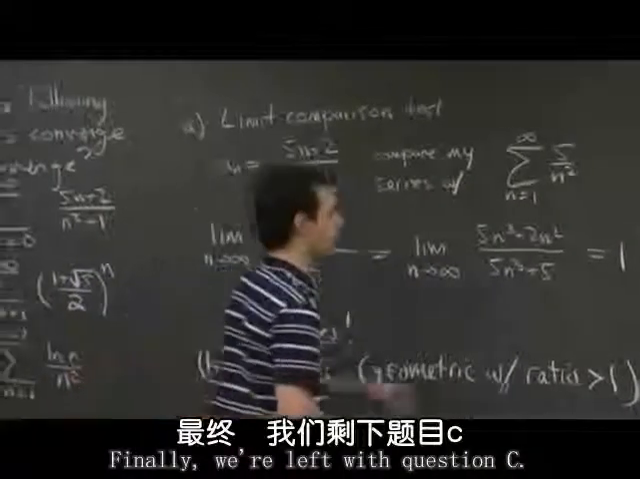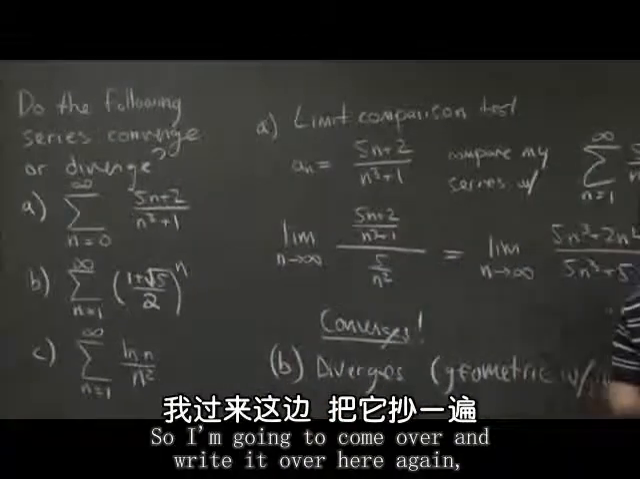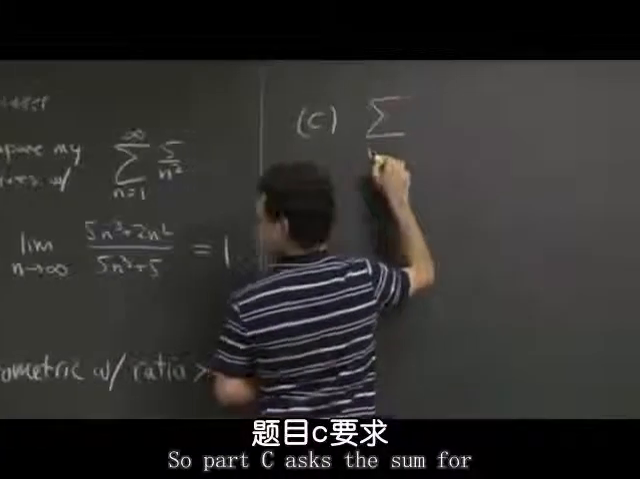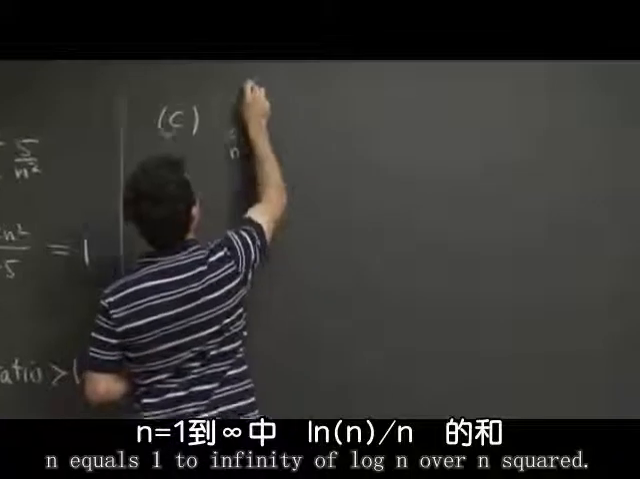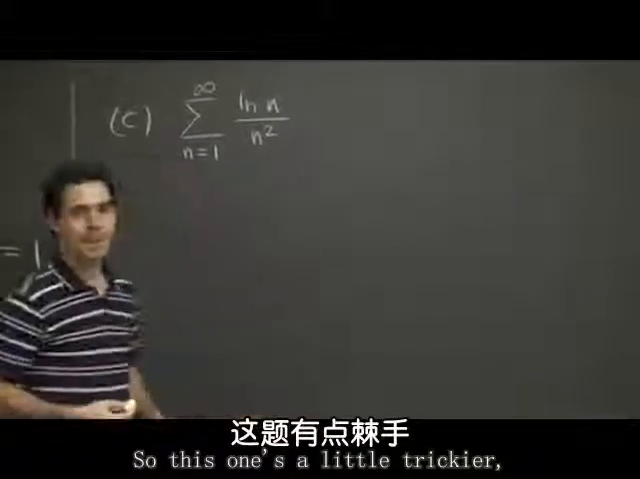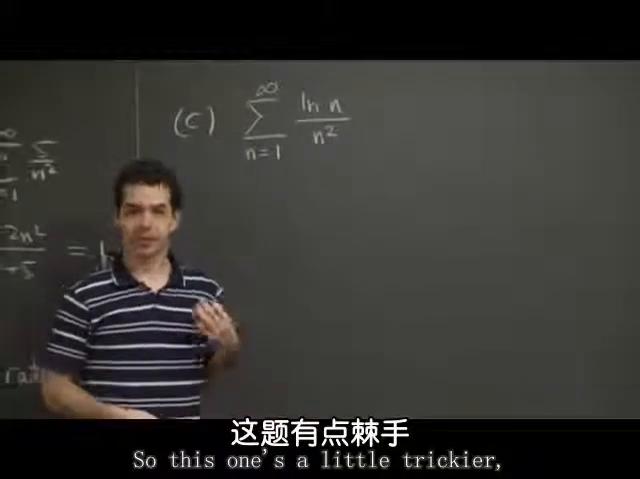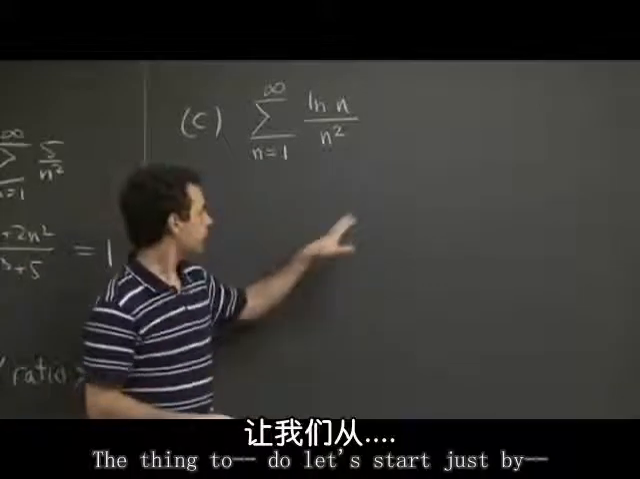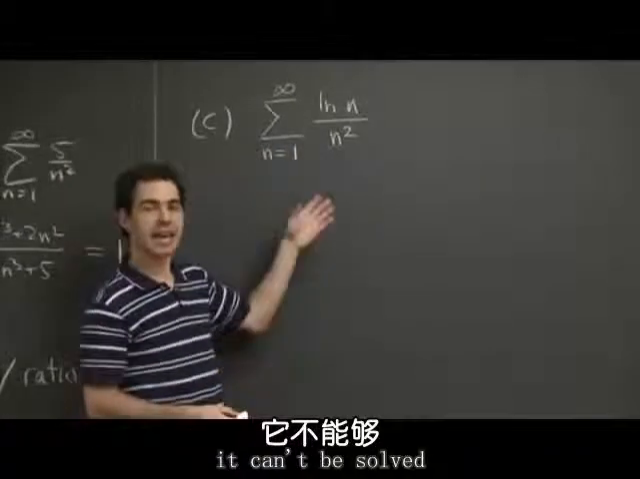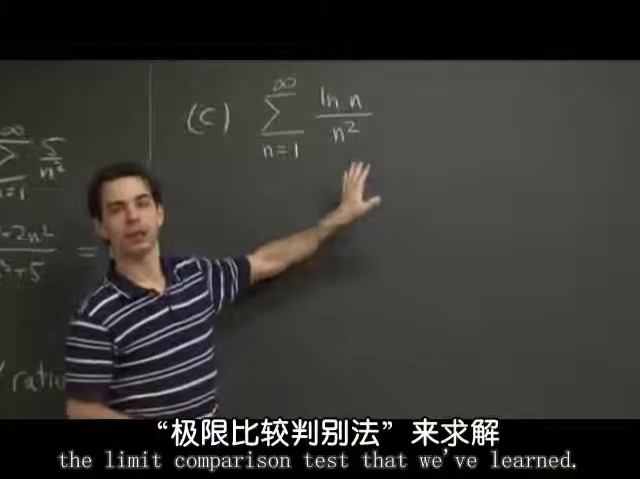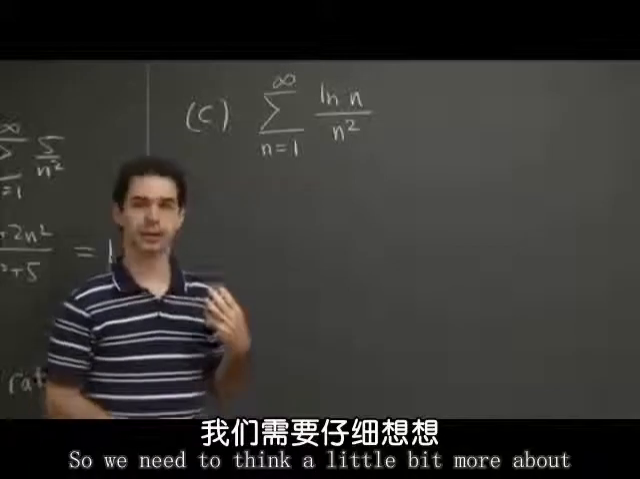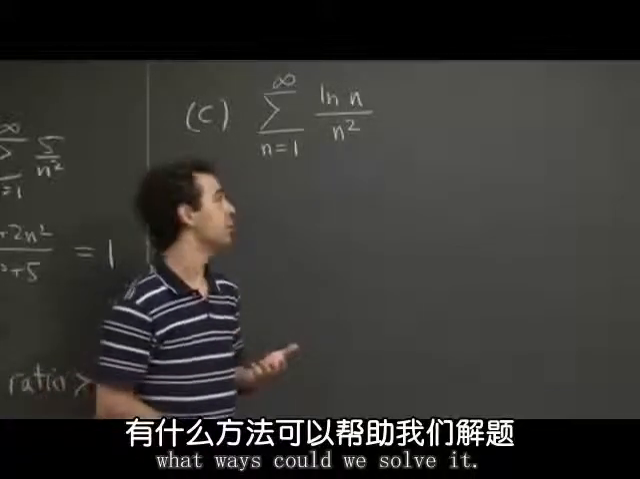Finally, we're left with question C, so I'm going to write it over here again so we can see it. Part C asks for the sum for n equals 1 to infinity of log n over n squared. This one's a little trickier, and it requires a little bit more thought. It can't be solved by a straightforward application of the limit comparison test that we've learned. So we need to think about what other ways we could solve it.